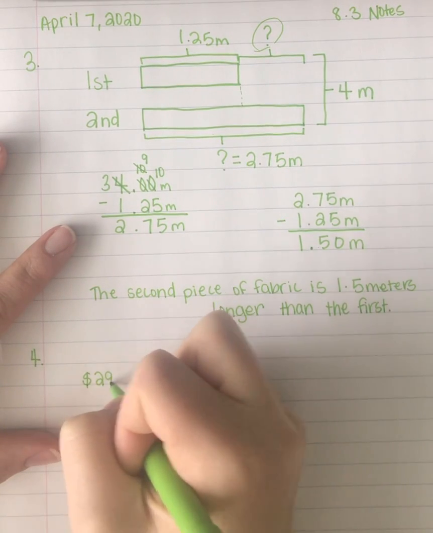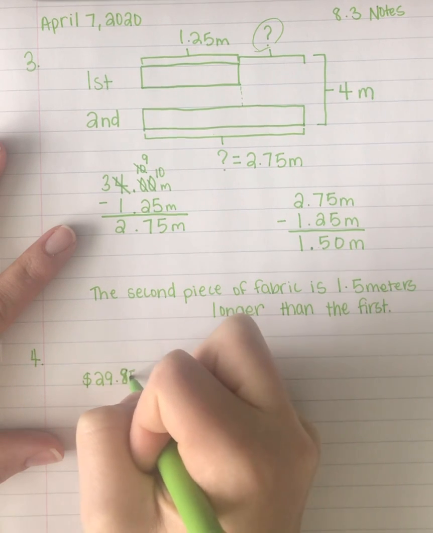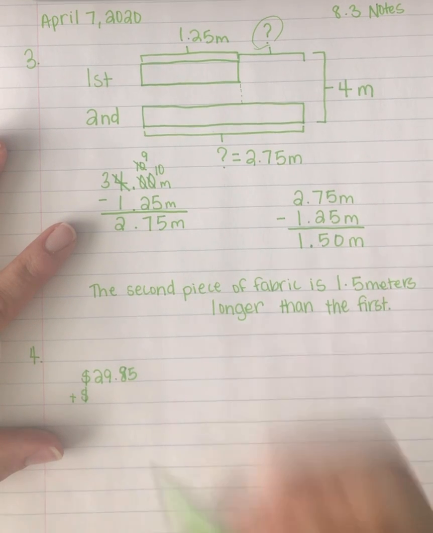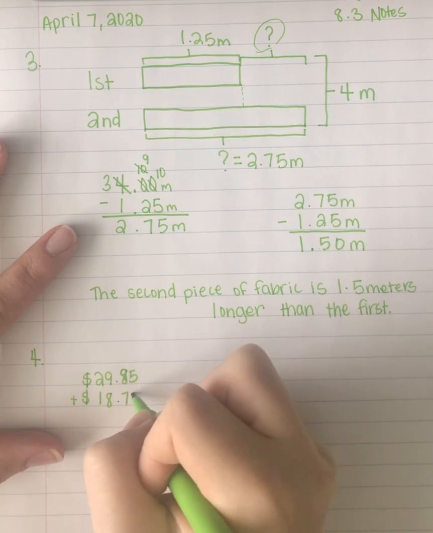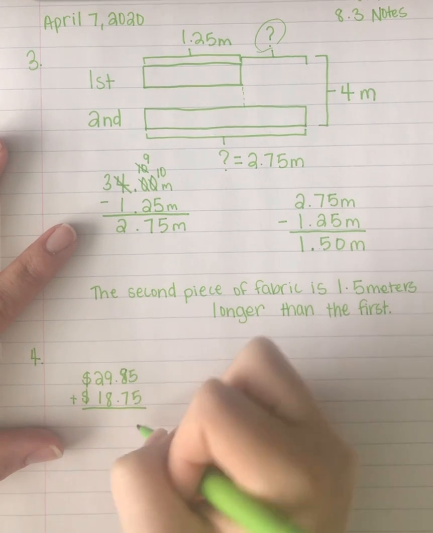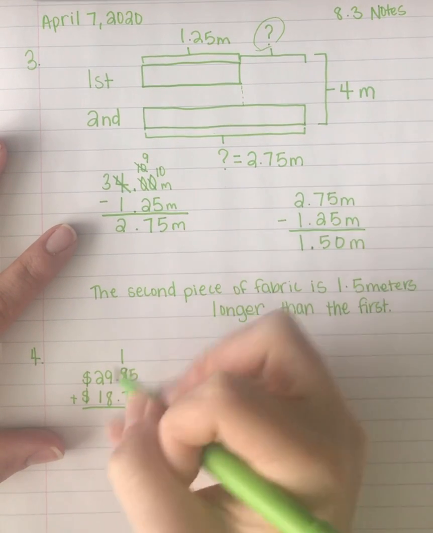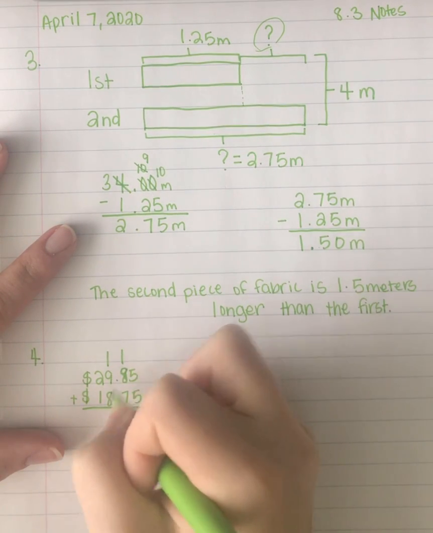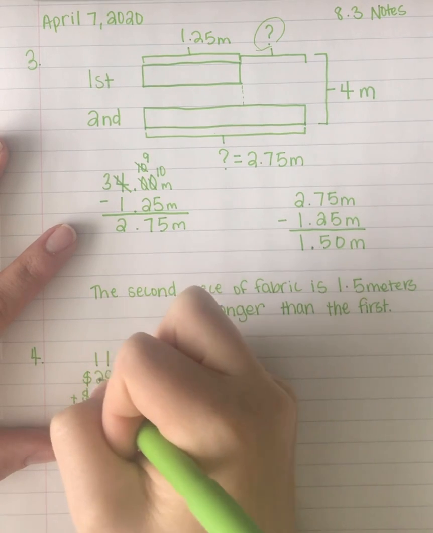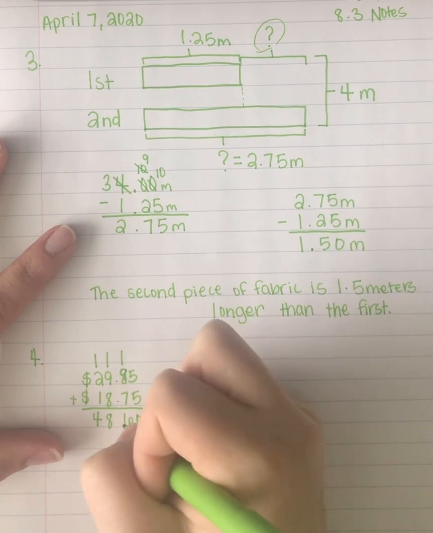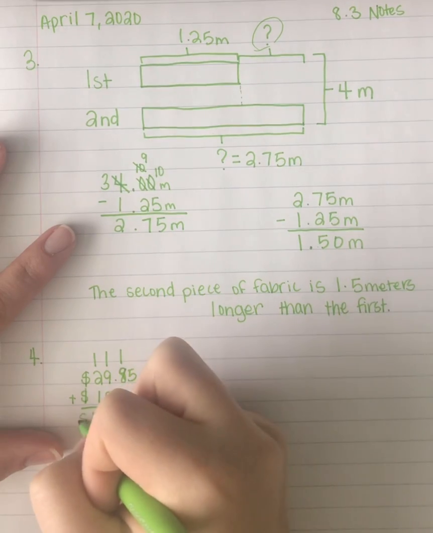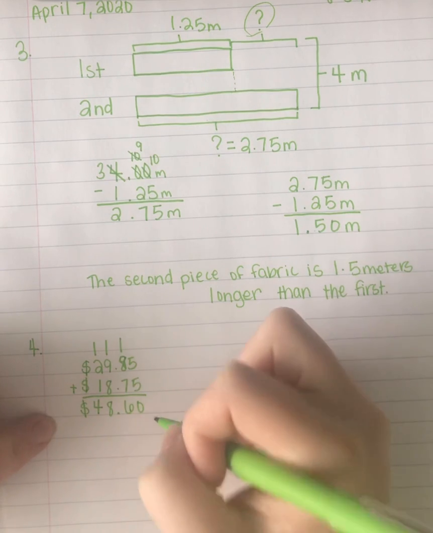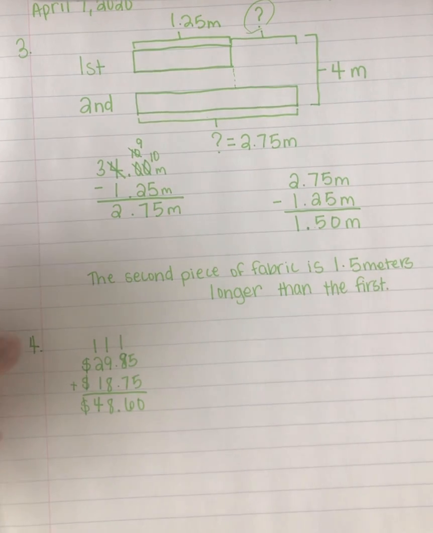So I have $29.85 plus $18.75. 5 plus 5 is 10, carry my 1, that's 9, 9 plus 7 is 16, 1 plus 9 is 10, plus 8 is 18. That would be 3 plus 1 is 4, so $48.60. I need to make sure I bring down my decimal and my dollar sign. So, this is the total amount that Randy spent on the soccer uniform and the equipment.